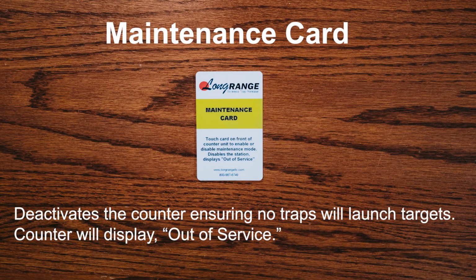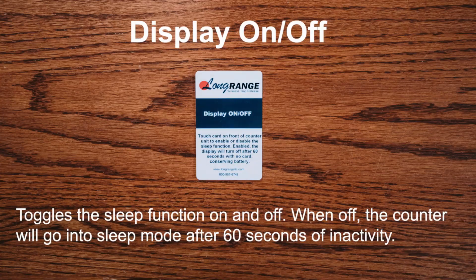The Maintenance card deactivates the counter and prohibits the traps from launching targets. This card is used on Sporting Clays counters and Trap and Skeet counters. The Display On-Off card toggles the sleep function on the counter. When this function is off, the counter will go into sleep mode after 60 seconds of inactivity. This card may be used on Sporting Clays counters and Trap and Skeet counters.